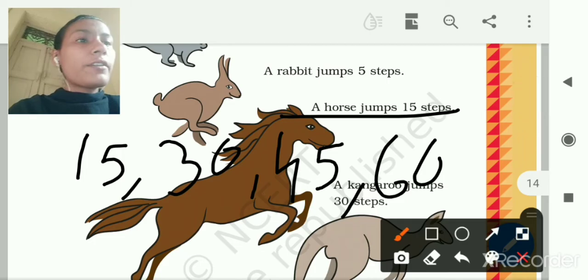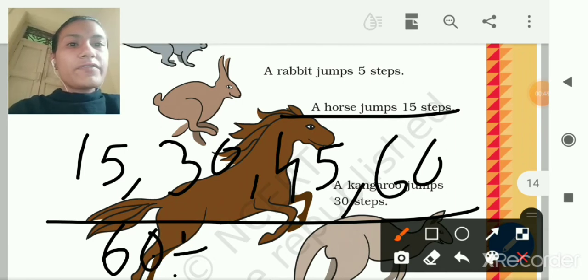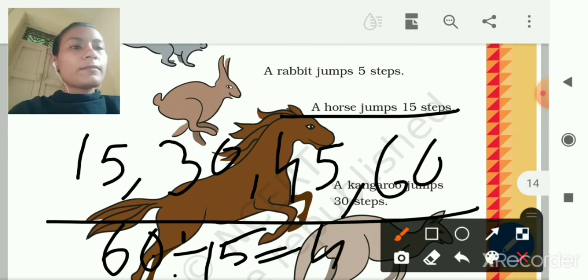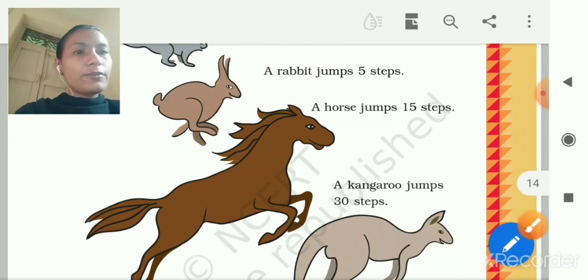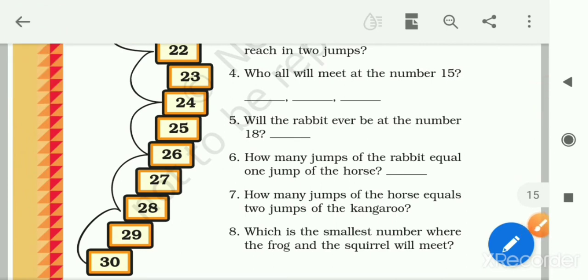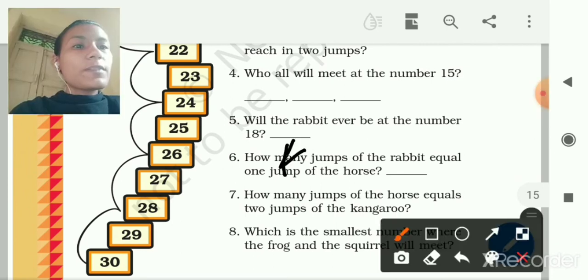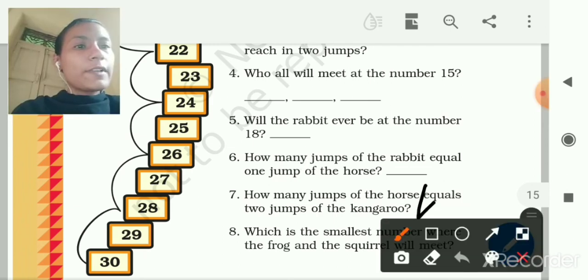So here fourth jump. You can also count like this: 60 divided by 15 is equal to how many? 4. So here 4 jumps of the horse is equal to 2 jumps of the kangaroo. So here 4 will come.